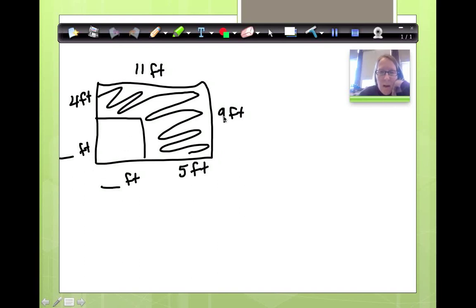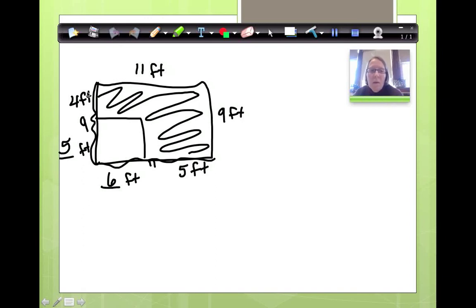Well, I know that this side has to be 9 too, right? This whole side has to equal 9 because this side is 9. But it has 4 right here. So 9 take away 4, what would be left? That would be 5 feet right here, okay? Now I know opposite sides should be equal. So this whole side right here should be 11. But I have 5 right here. So what's the leftover spot? 11 take away 5, that would be 6. So 6 goes here. Okay.